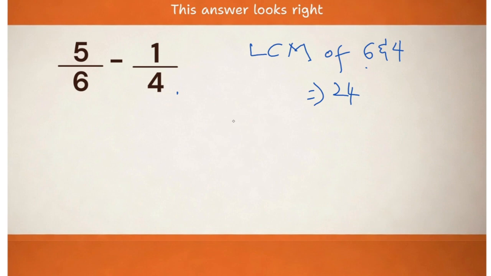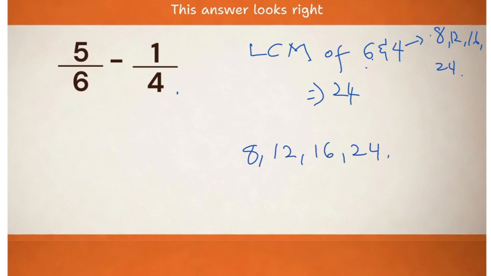So let's think of the lowest number that 6 and 4 will divide. Let's first list the multiples of 4. The multiples of 4 are 8, 12, 16, 20, 24, and so on. Let's write them very clearly: 8, 12, 16, 20, 24, and so on. These are the multiples of 4.